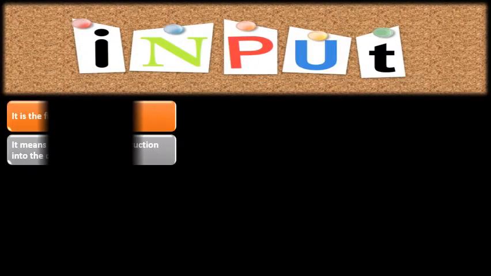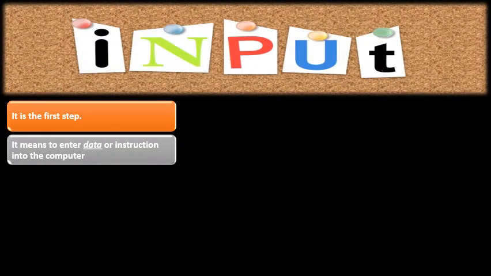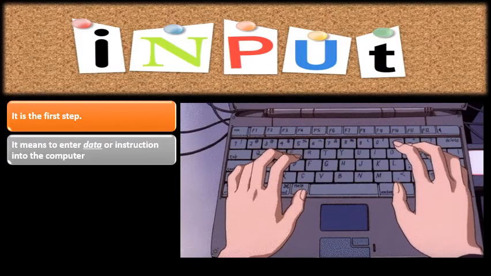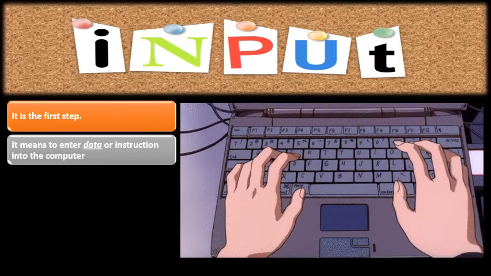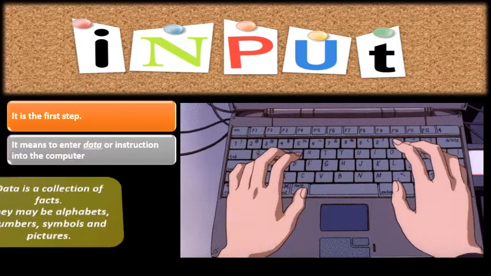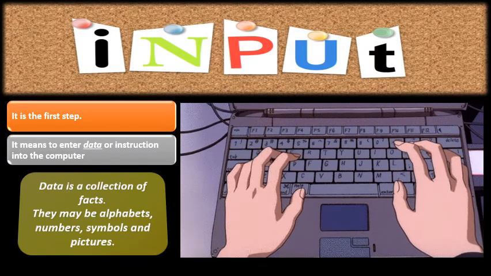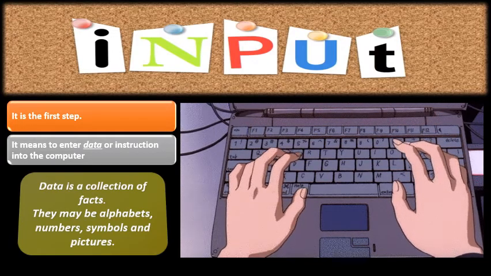Here is the first step, that is input. It is the first step and it means to enter data or instructions into the computer. For example, we use a keyboard for entering data or instructions into our computer. Now, what is data? Data is a collection of facts. They may be alphabets, numbers, symbols and pictures. Whatever data we give to our computer is working as input.